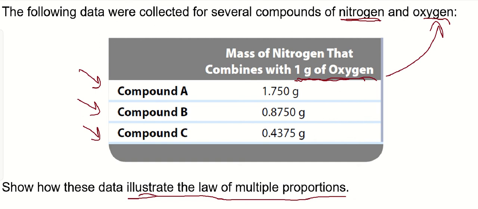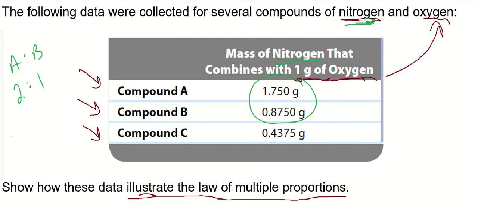So all the ratios we can form here in compounds A, B, and C is A to B, A to C. Actually, let's just do this one at a time. All right, so A to B. Okay, so you can plug that in your calculator and it's going to be 2 to 1. That's a 2 to 1 ratio between A and B of the nitrogen component. So that's what this table is showing us.